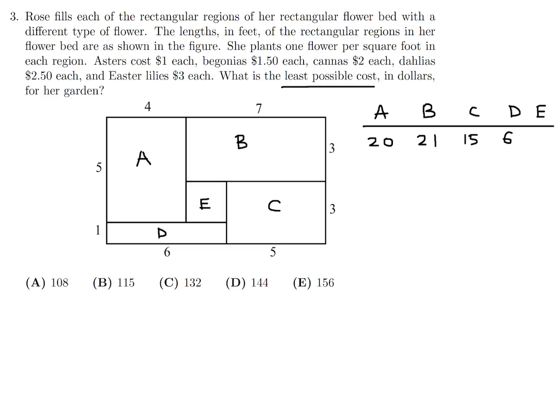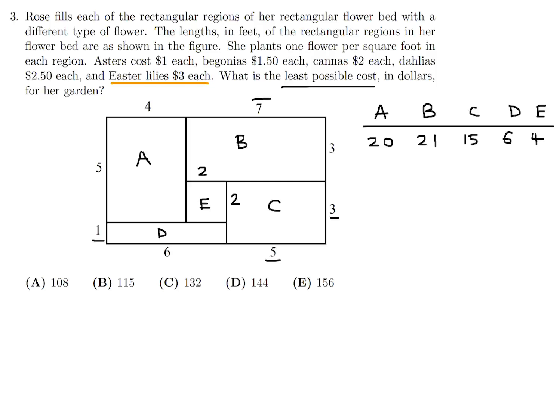And E, well, first we have to figure out the dimensions. So if this is 5 and this is 7, that means from here to here is 2. And similarly, if that's 3 and that's 1, then from here to here is 2. So that's just 4, 2 times 2. Now to get the least possible cost, we have to put the most expensive flowers in the smallest regions. That's how we're going to get the least. So the most expensive flower is $3, so put that in the smallest region.